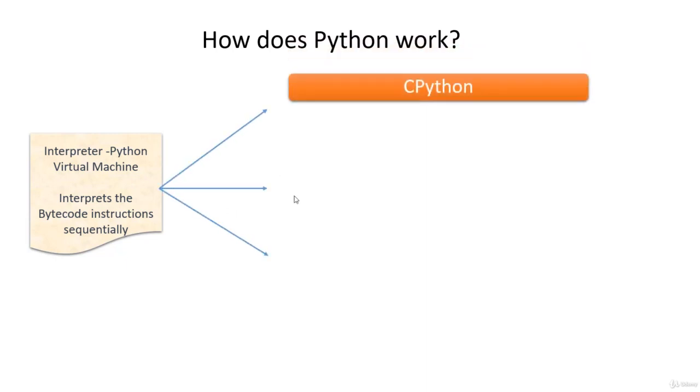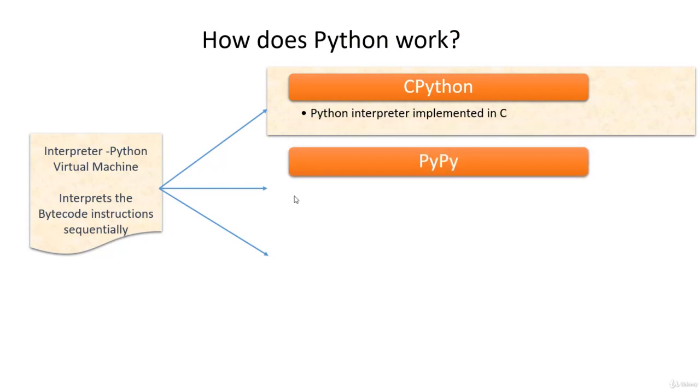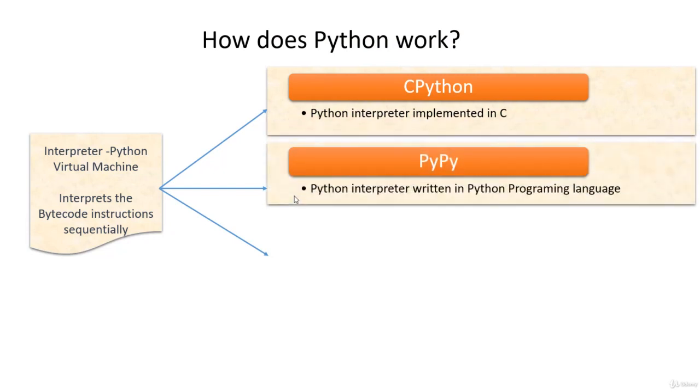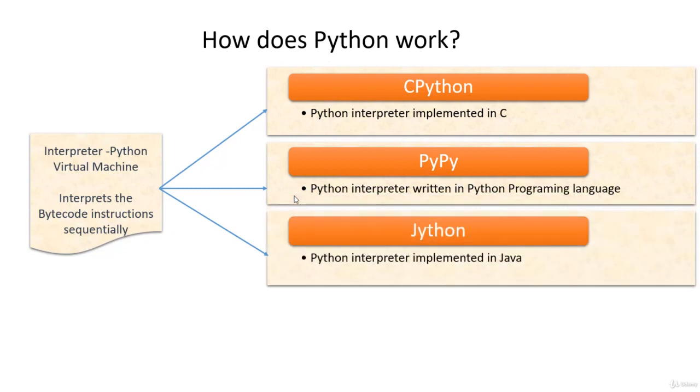One is known as CPython, wherein the Python interpreter is implemented using the C language. The next category is termed PyPy, a type of interpreter implemented using Python itself. The last category is known as Jython. As the name suggests, the Python interpreter is implemented using Java and requires the JVM for its execution. In most Python programs, the standard interpreter under use is CPython.